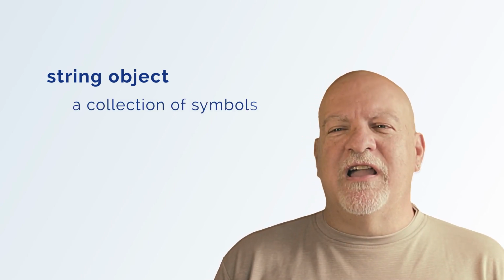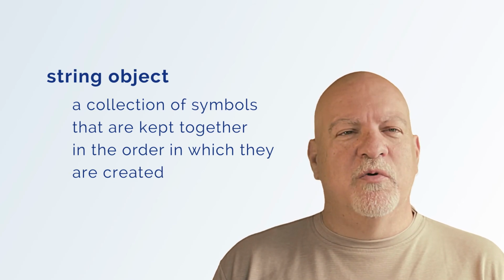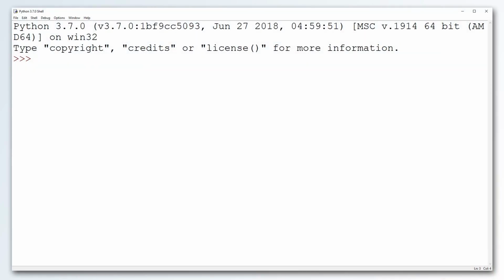Okay, before we go, I thought it might be interesting to take a look at string objects, as it is important to think not only about numbers, but other characters as well. A string object is a collection of symbols that are kept together in the order in which they were created. So, for example, we could set the variable a to be assigned the word hello, which is a set of alpha characters. Notice that they are entered in quotation marks. Single or double doesn't matter as long as they match.